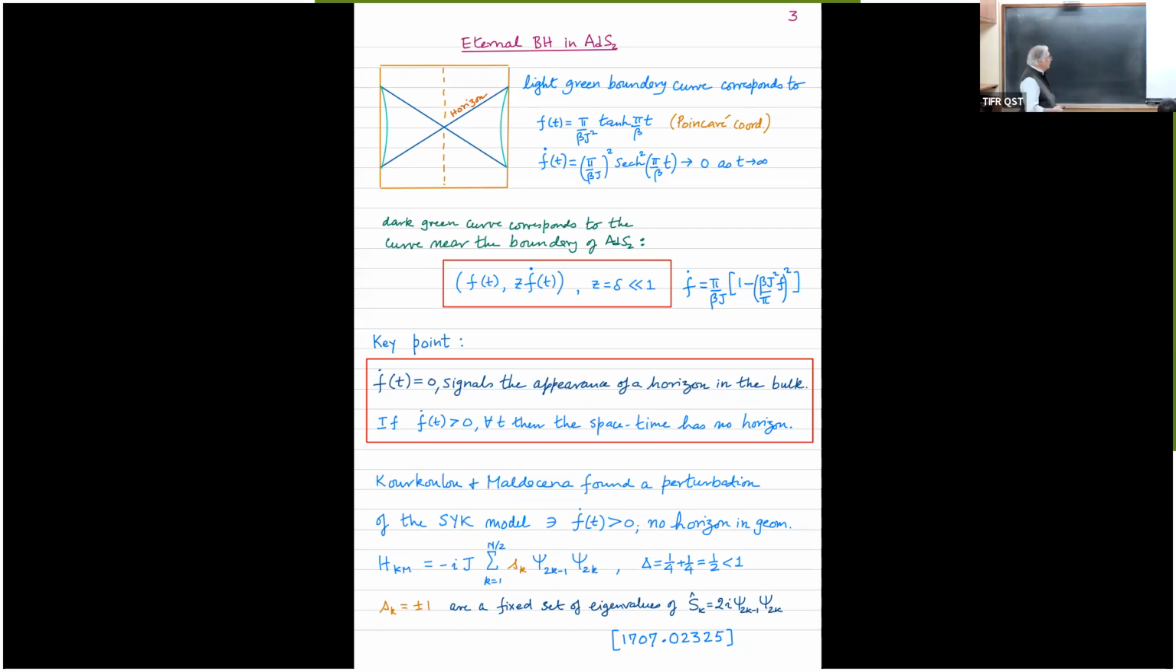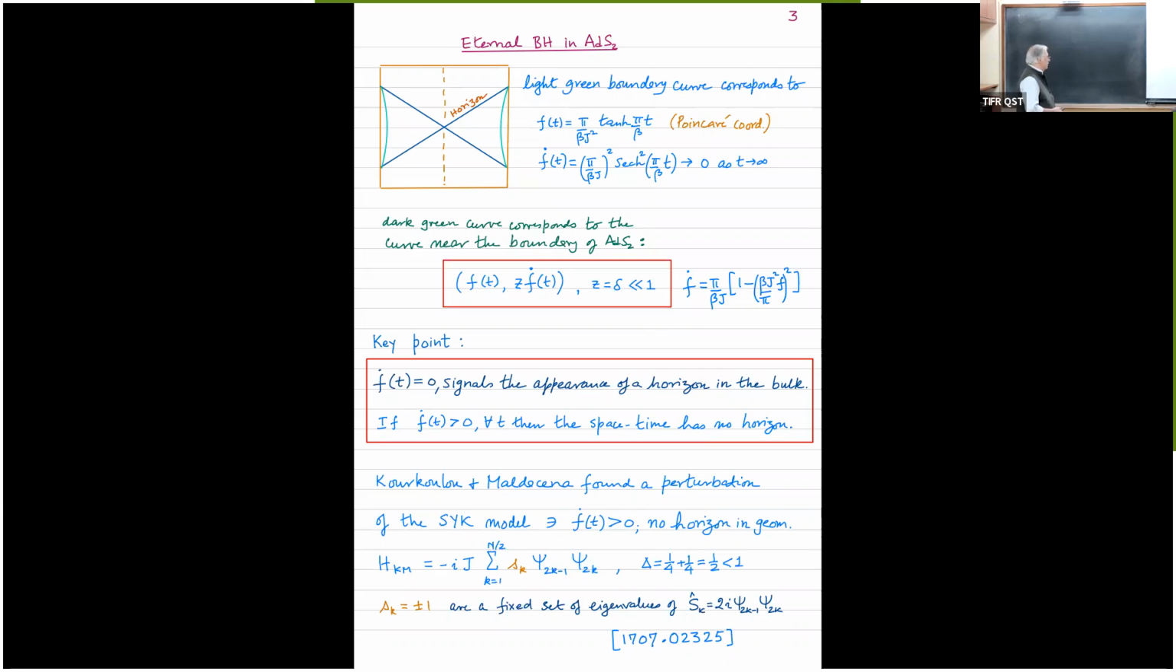So the boundary curve is parameterized by this function f of t. And this z is telling you that we are very near the boundary. It's all pretty well known. And so basically we are looking at a theory of curves. And from the type of geometries which you can come up with, we can describe a black hole spacetime or a non-black hole spacetime. The key point is that the vanishing of this Jacobian of this map, t going to f of t, is the key point actually. This is a point made very well by Kourkoulou and Maldacena that signals the appearance of a horizon in the bulk.